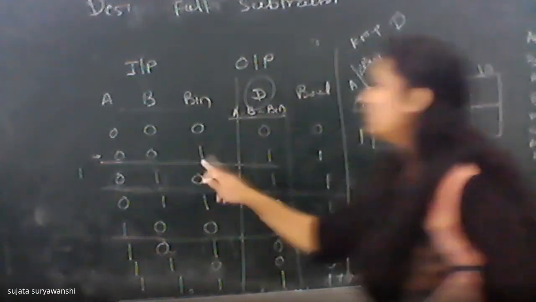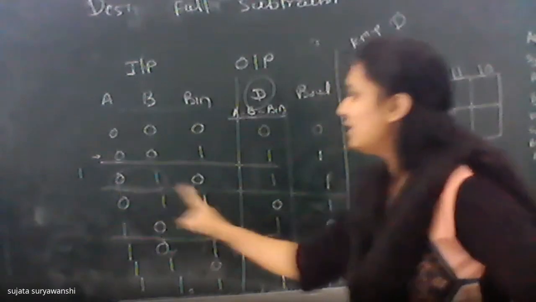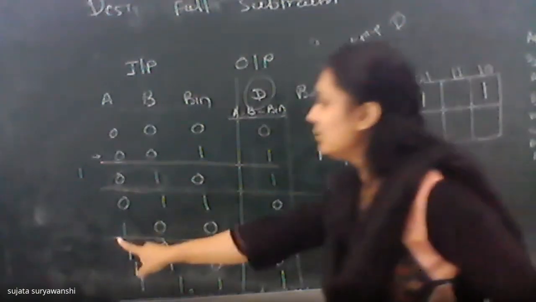Means 1 is present for 0, 0, 1. 0, 0, 1 means write down 1 here. Again 1 is there for the combination 0, 1, 0, write down 1 here. Again 1 is present in the combination 1, 0, 0, then write down 1 for 1, 0, 0, which is the common cell. Write down 1 here. Now the last cell is 111. Where is 111? 111 is present here.